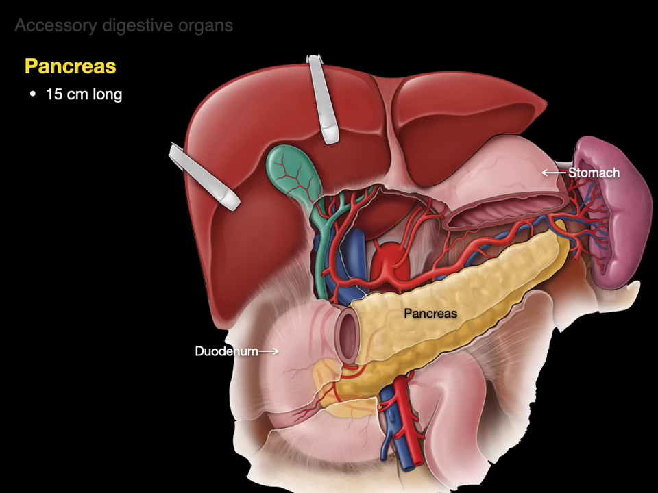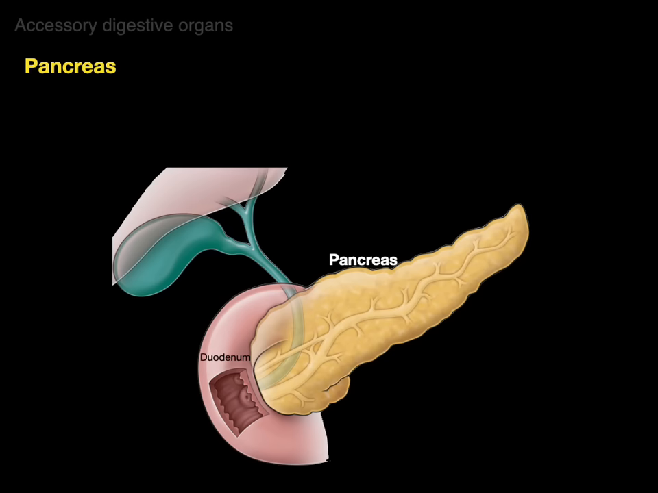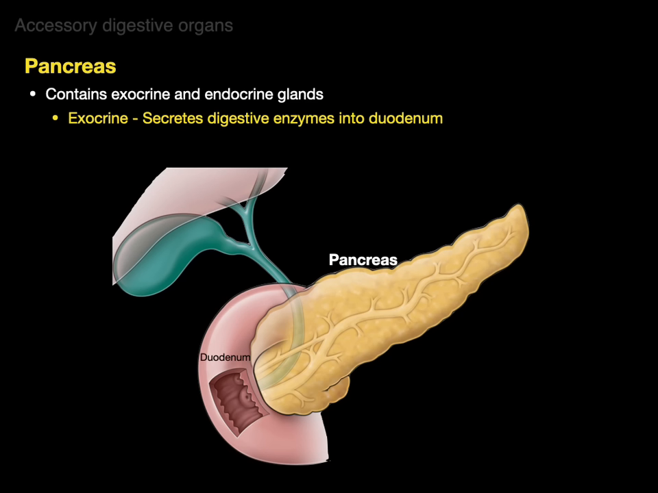And it's about 15 centimeters long, to give you an idea. I just include that because when I first learned the digestive system, I had in my mind that the pancreas is like the length of my index finger, and it's pretty hefty. Now, the pancreas has both exocrine and endocrine glands. Exocrine glands secrete their product to an epithelial surface. So in this case, the pancreas secretes digestive enzymes into the epithelial lined duodenum. And all those yellow circles represent acinar glands, and they produce digestive enzymes that go in the main pancreatic duct of Wirsung, which then goes into the duodenum, that second part.